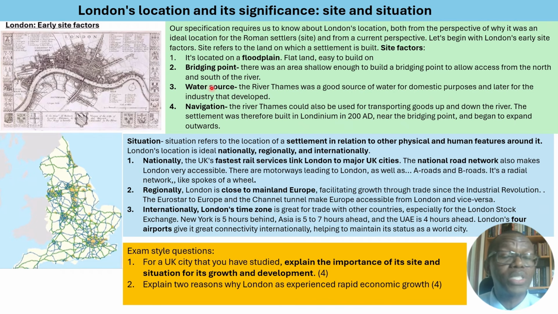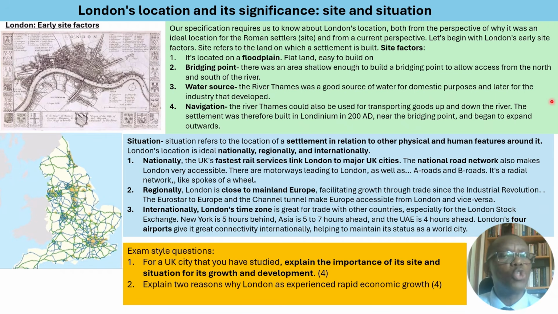Then the next thing was a water source. Obviously, the River Thames provided that, because we know that humans will need water for their domestic purposes, for their cooking, and of course, for the industry that was to develop later on. And then lastly, we have navigation, meaning a mode of transport or a way of transporting goods in and out of London. Now we know that the River Thames obviously was very handy for that. And then obviously it leads to the sea, and then goods can be transported internationally from there. And therefore the settlement was built in Londinium, and London began to expand from there.